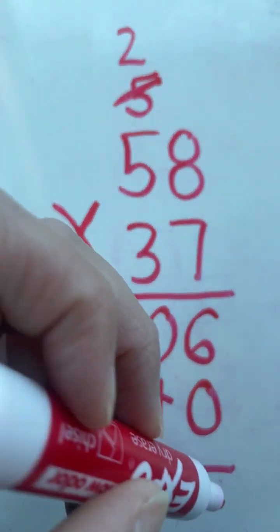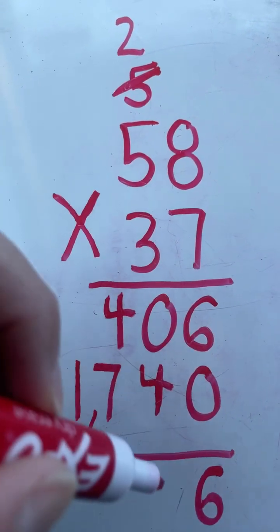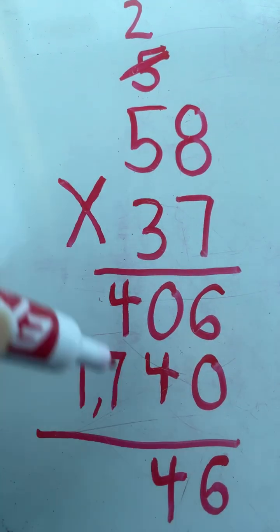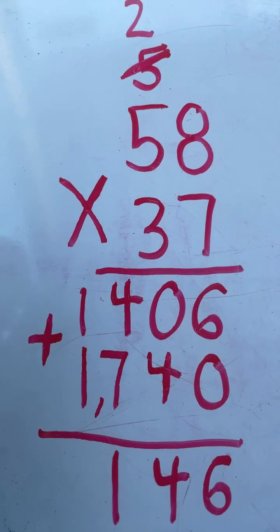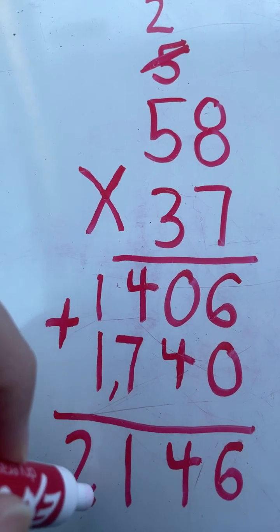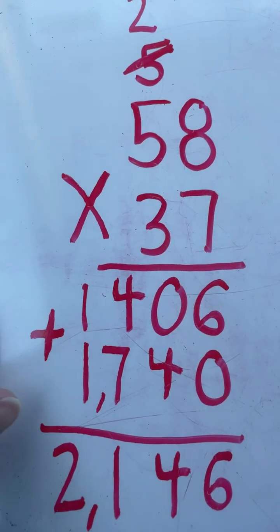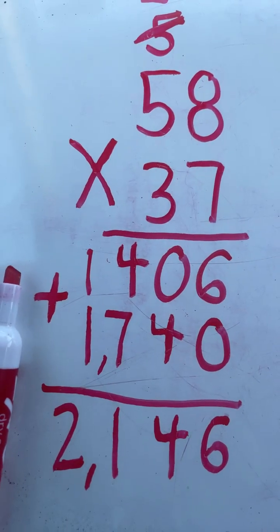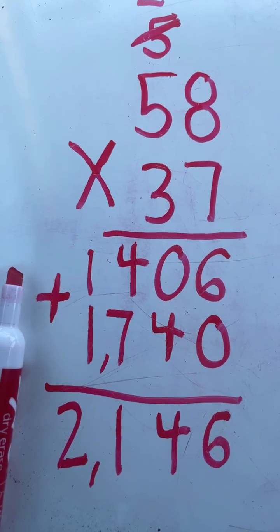So starting in the ones place, 6 plus 0 equals 6. 0 plus 4 equals 4. 4 plus 7 equals 11. 1, carry the 1. And 1 plus 1 equals 2. And we have our final answer. 58 times 37 equals 2,146.